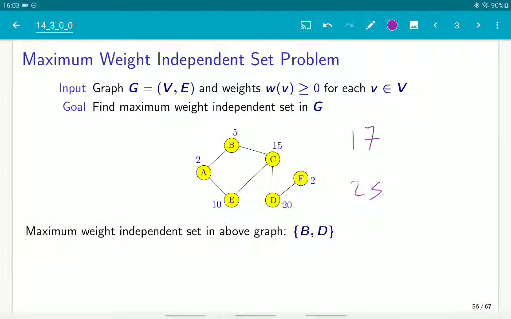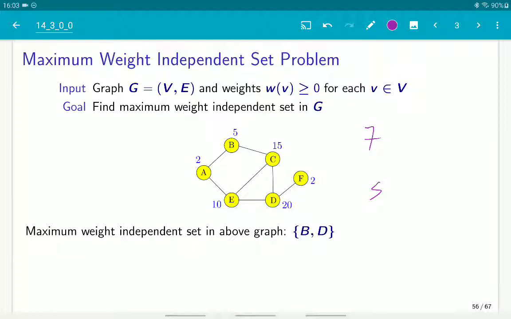And that's believable, right? Because D gives us 20, and then we can take B. If we don't choose D, then we benefit that we can take E, that is 2, but then we are down to either choosing this one and this one, and in either case, it's a worse solution. So B and D is indeed the maximum weight solution.